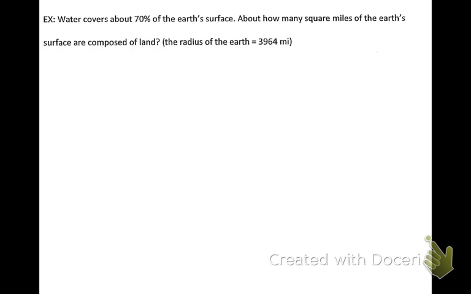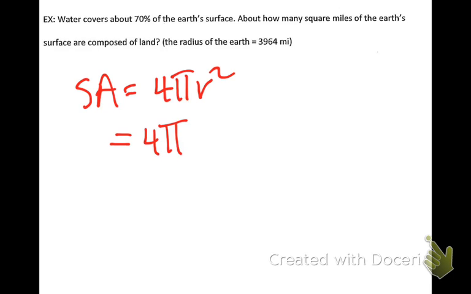How many square miles of the Earth's surface are composed of land? And they give you the radius of the Earth. So what do we have to calculate? The surface area of a sphere. Yeah, we have to calculate the surface area of the Earth, which is a sphere. So we're going to use 4 pi r squared. So that's going to be 4 pi times 3,964. We plug in the radius squared.